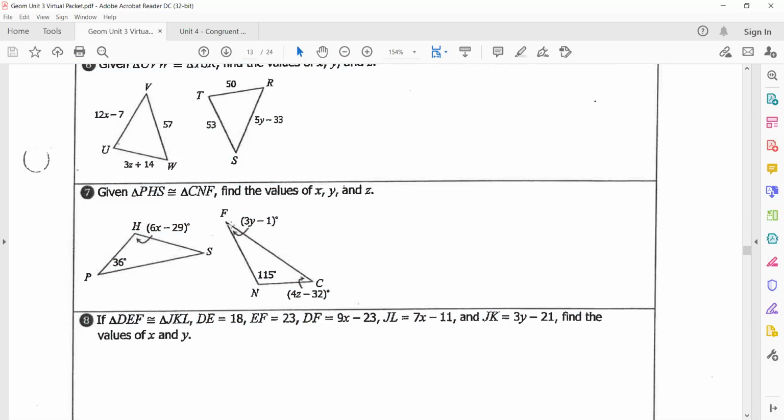So it looks confusing because now you've got these expressions in here. They've got 3 different variables. You've got X, Y, and Z. You've got one angle over here in PHS that's identified with degrees. You've got one angle in the other one that's identified with degrees. So how do you figure out what X, Y, and Z actually are?